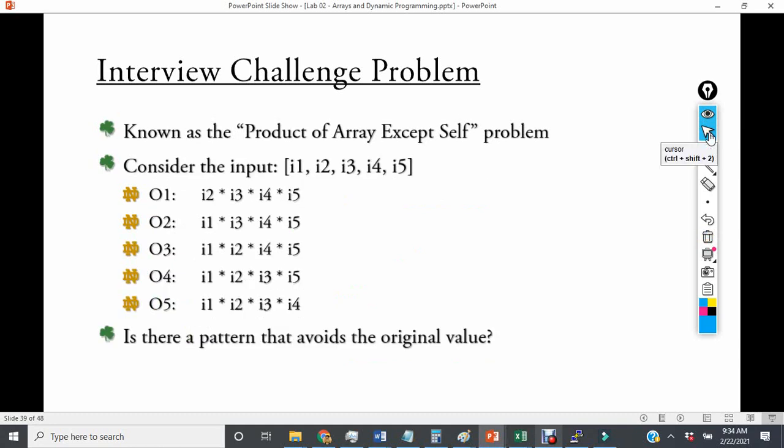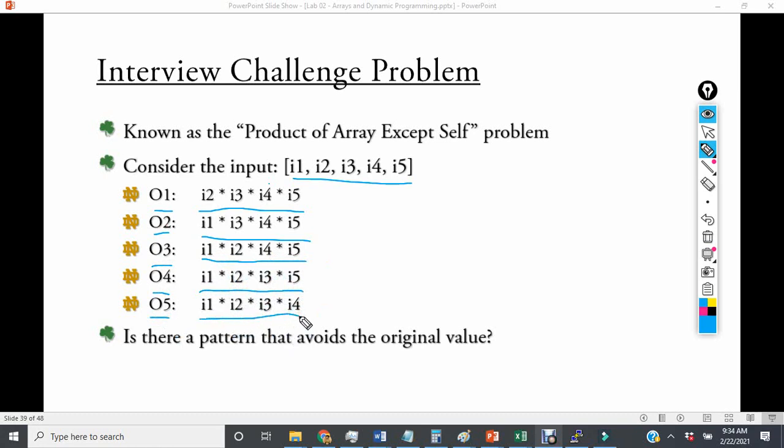So when we're thinking of an array of 5, and this is what I mentioned in the reading, you have 1, 2, 3, 4, and 5 as the inputs. In the output, 1 has 2, 3, 4, and 5. Output 2 is 1, 3, 4, and 5. 3 has 1, 2, 4, and 5. 4 has 1, 2, 3, and 5. And 5 has 1, 2, 3, and 4.